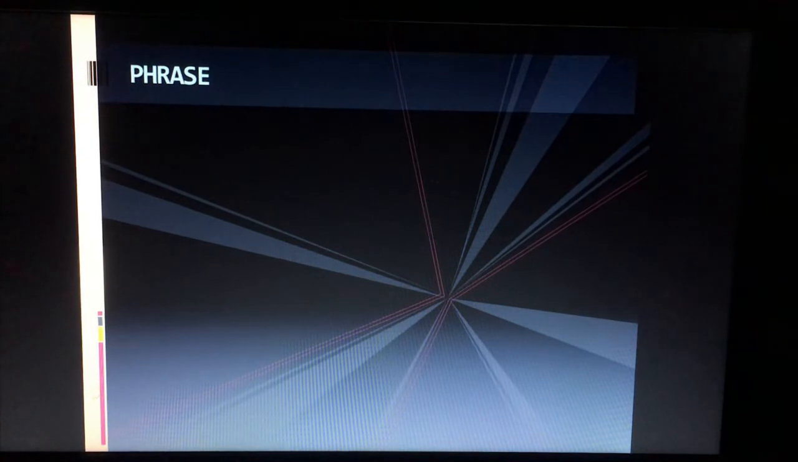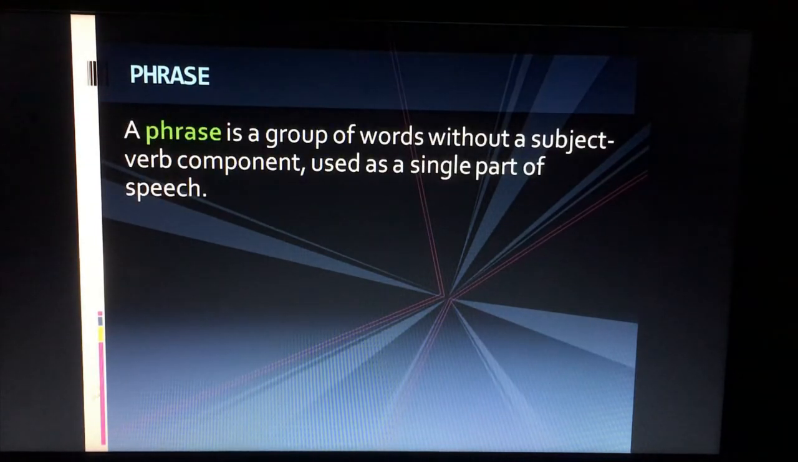So first we will look for the phrase definition. Let's see. A phrase is a group of words without a subject and verb component used as a single part of speech. So a phrase is a single part of speech which won't contain a subject and a verb, which is a group of words but is not going to fulfill the full sentence. It is not going to express the full meaning of the sentence but a part of the sentence.